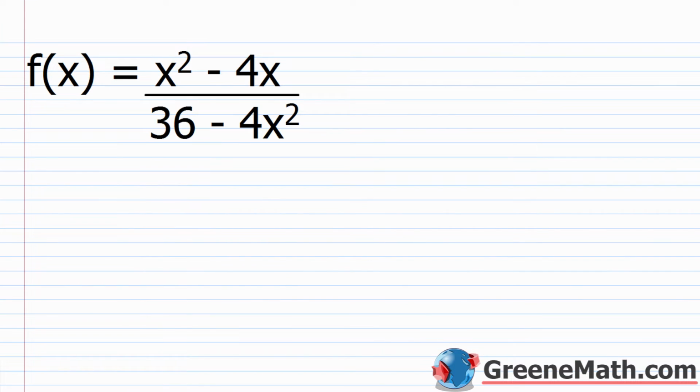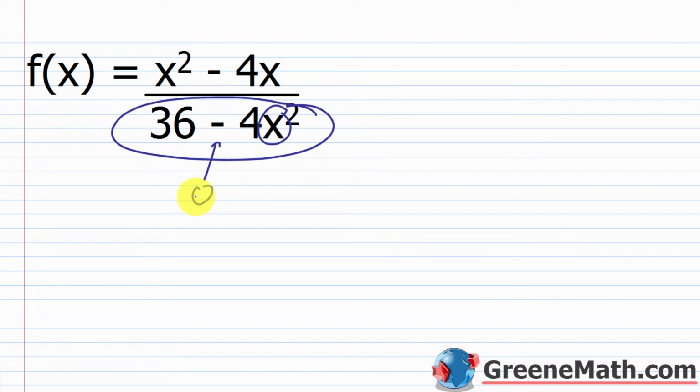For this one, it's going to be a little bit more complicated. We have f of x is equal to x squared minus 4x over 36 minus 4x squared. What I want to think about is a value, or it could be values, for the variable x that would result in this whole thing becoming 0.